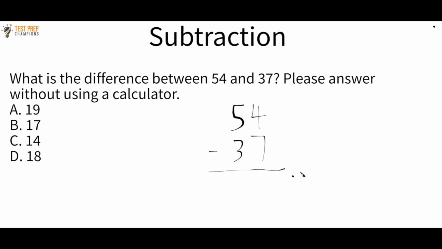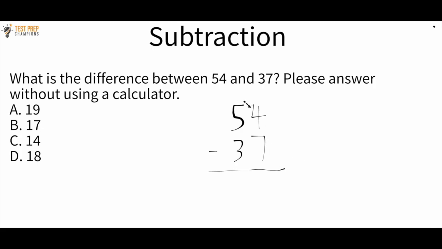So the first thing I'm going to do here is rewrite the numbers so that they're stacked on top of each other. And now what I'm going to do is start by subtracting the numbers in the ones column. But the thing to see here, and this is really the key to getting this right, is that 4 is a smaller number than 7. So in order to subtract here, what I'm going to have to do is borrow.